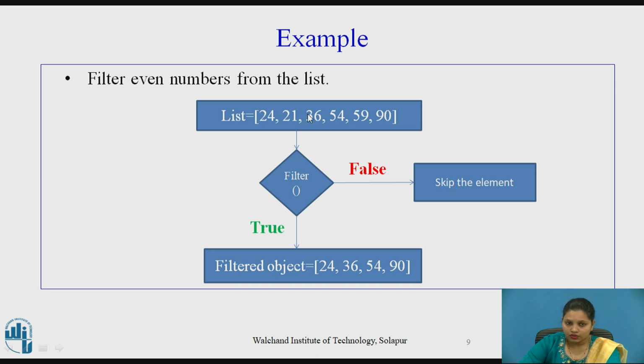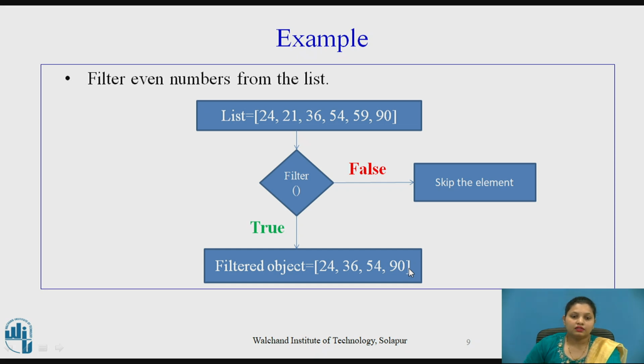We will use the filter function, which takes two parameters. First parameter is the function name with the filtering logic and second parameter is the list to be filtered. The filter function iterates over each element from the list and applies the logic of the function. If the function returns true, that element is included in the filter object. If the function returns false, that element is skipped. Finally, we will get the filter object containing the even numbers 24, 36, 54 and 90.